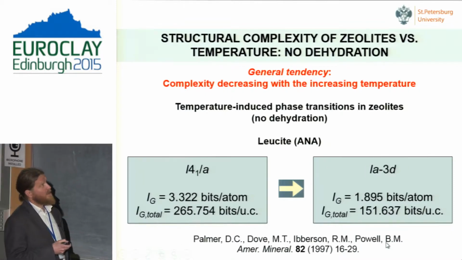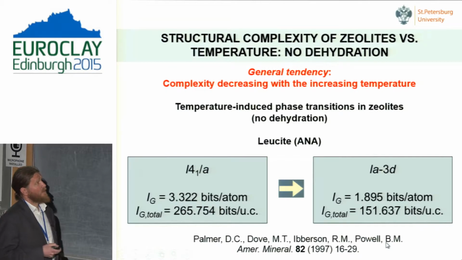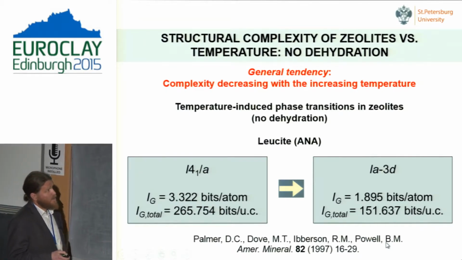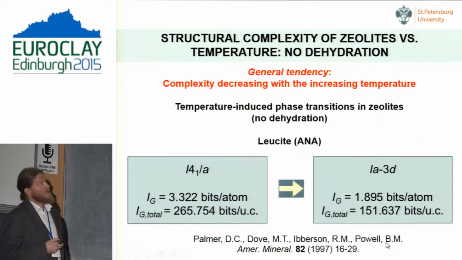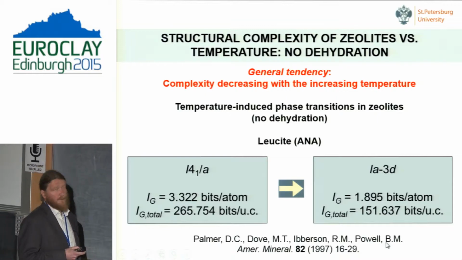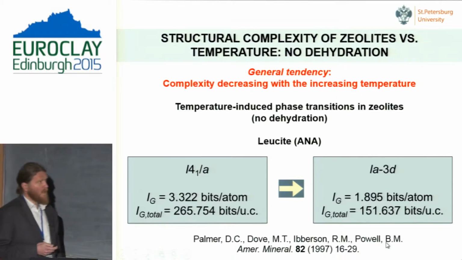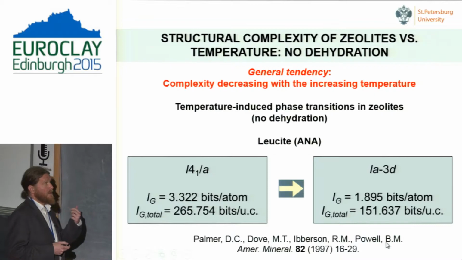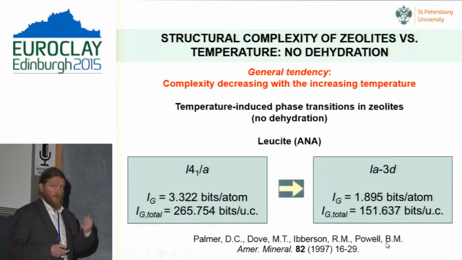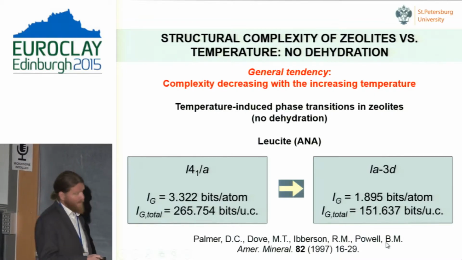And another example is the leucite. This is again analcime topology, and it's tetragonal, and it transforms to cubic. And again, we see that the complexity is decreasing with increasing temperature. So complexity is decreasing, which means that the entropy is increasing with increasing temperature.